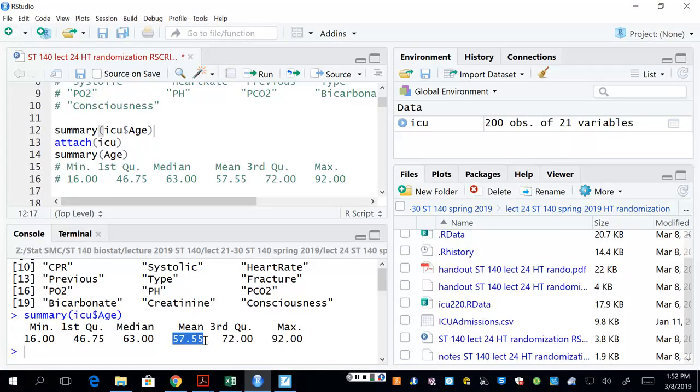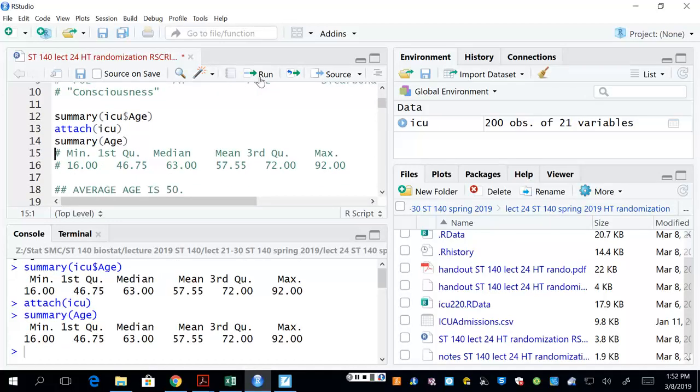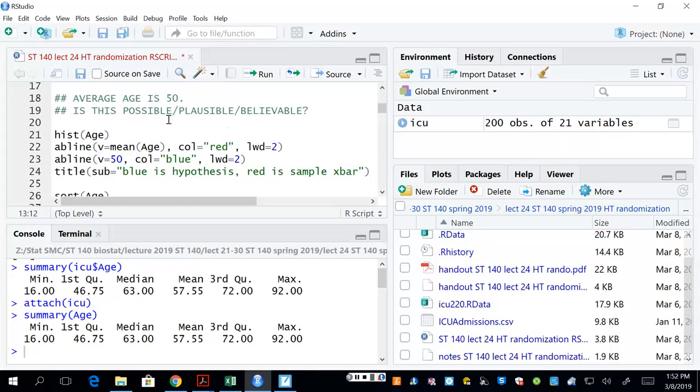The oldest age is 92, but the average is 57.55. That looks bigger. Okay? But with a sample of size 200 with this variability, could we actually get 57.55 when the real average is 50? Could that happen by chance, or is it kind of surprising? I'm going to attach the ICU data. So that's an R command, so I don't have to type ICU$ anymore. I can just type the variable names. I can just deal with age. So is that plausible? Let's look at the data.